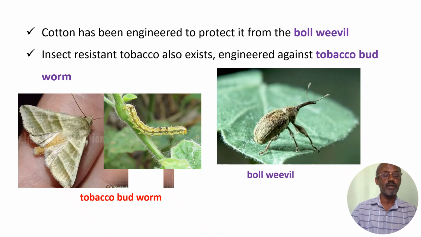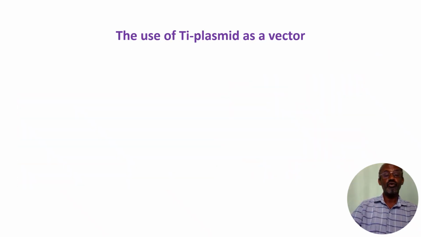To the left you can see the tobacco budworm, the moth, and the larvae, the worm. Therefore these are destroyers. Tobacco is one big industry, though it is not a nutritional plant. It's a drug, of course, yeah, but still many economies depend on tobacco for export also.